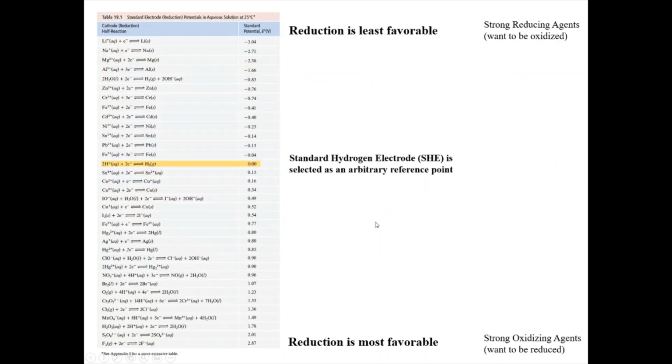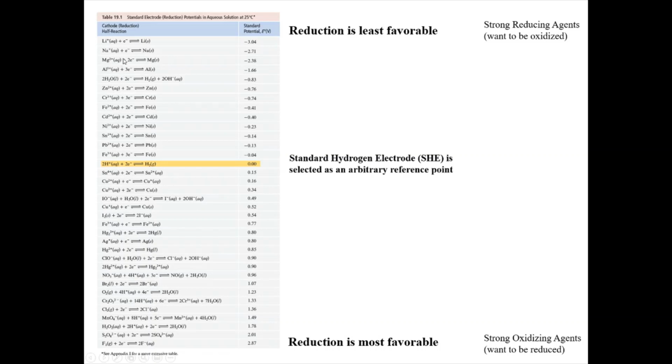So how did I know that when I hooked this cell up that the copper was going to be the cathode and that the zinc was going to be the anode? This is from the standard reduction potentials of those electrodes. So if you remember about standard reduction potentials from lecture, the standard reduction potential is a measure of how much something wants to be reduced.